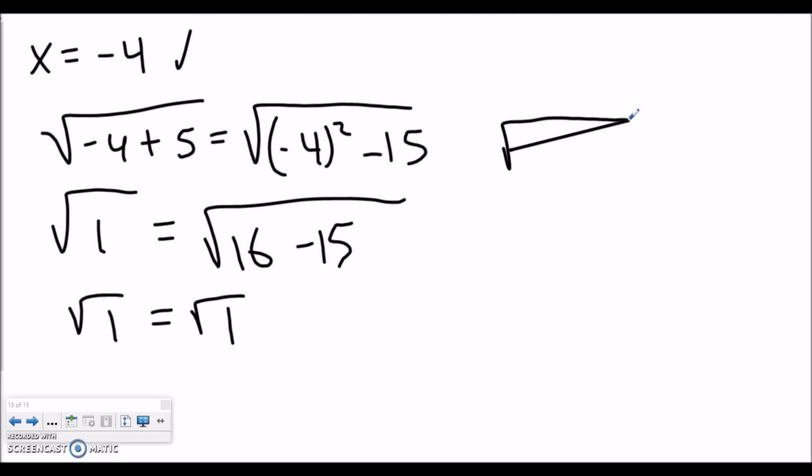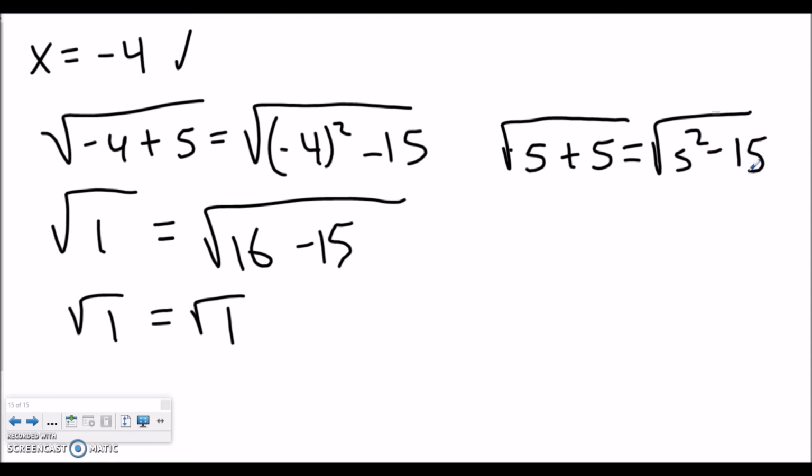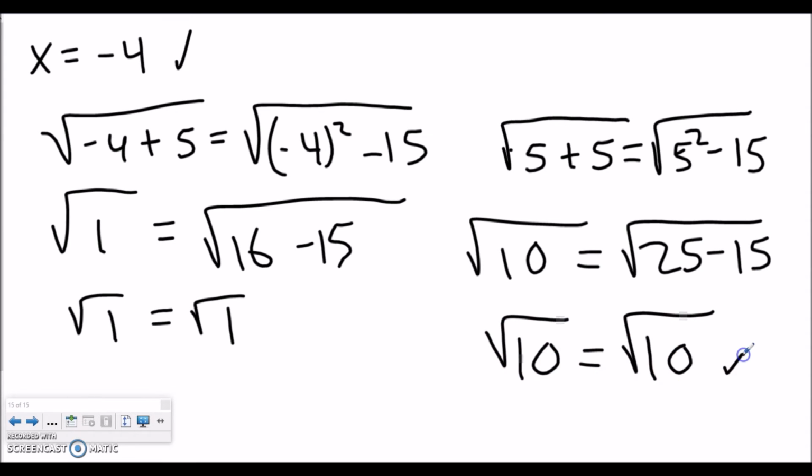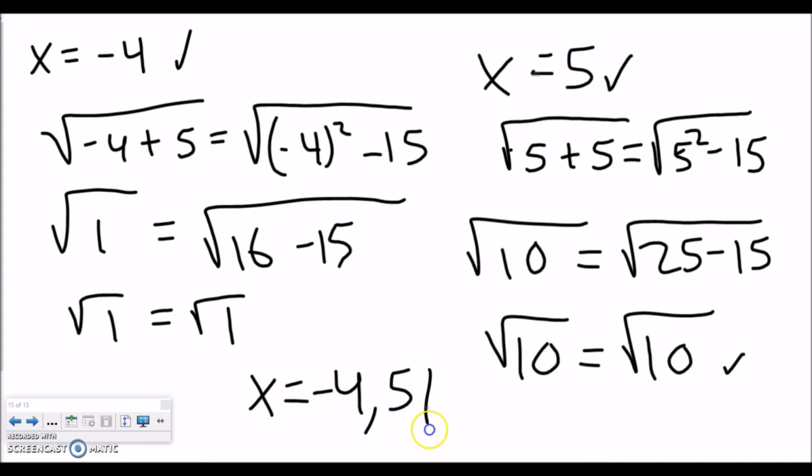Let's check 5. Does the square root of 5 plus 5 equal the square root of 5 squared minus 15? That's a 5 there, sorry. Is the square root of 10 equal the square root of 25 minus 15? Does the square root of 10 equal the square root of 10? Now, of course. So my x equals 5 works. So both of my original answers do work. X equals negative 4 and x equals 5.